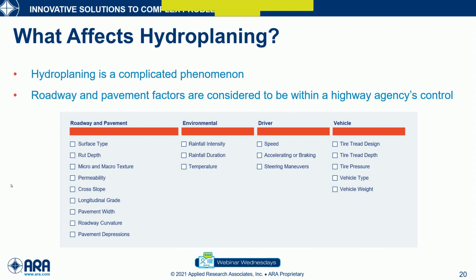And among these factors, the ones related to the pavement and geometry are the ones that are considered to be within the highway agency's control, and they should be considered in the design phase or during the pavement evaluation for safety.